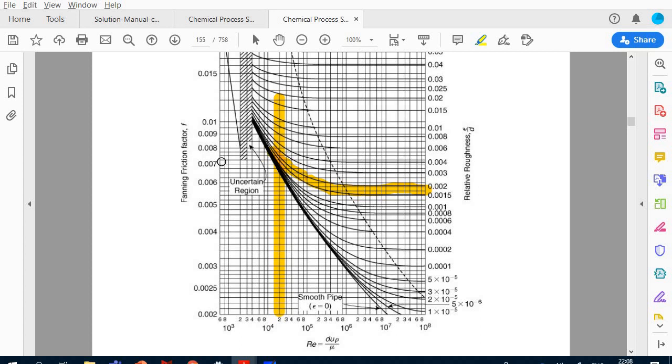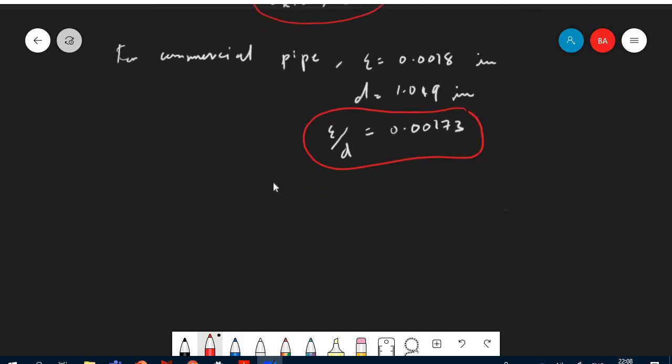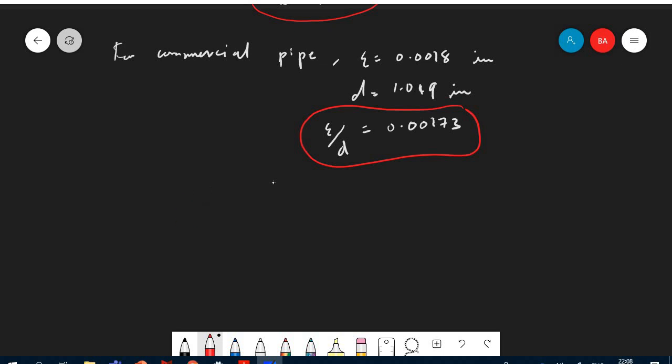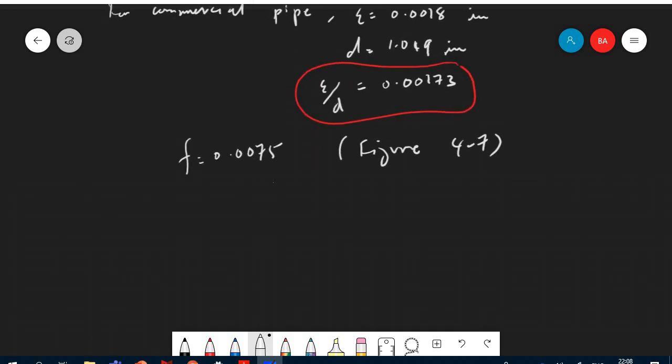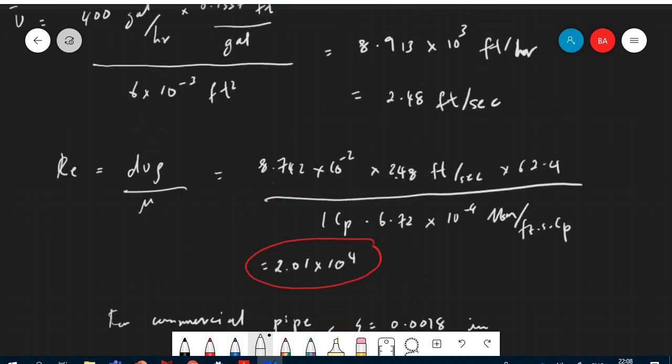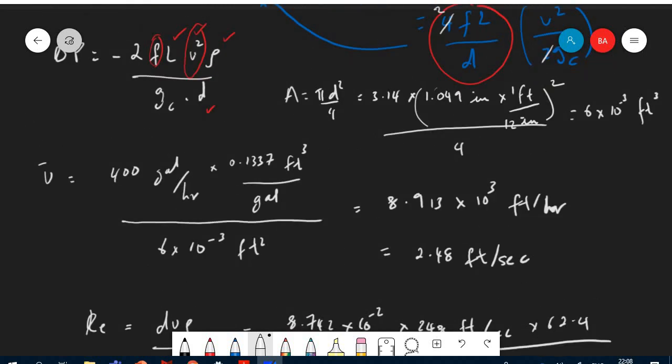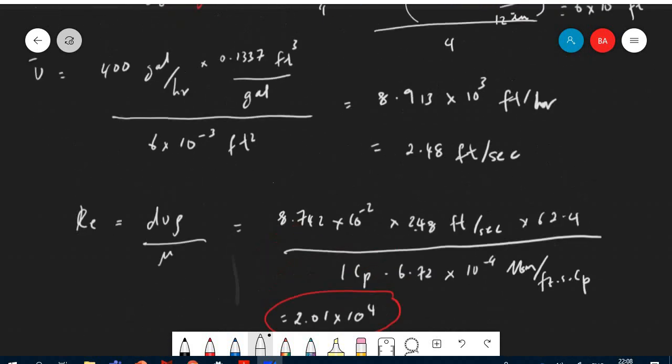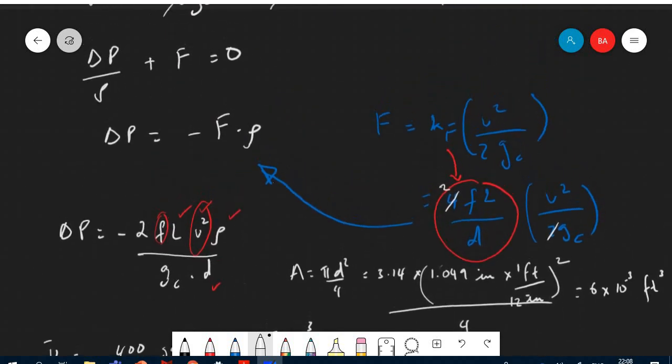So the F I have here is like 0.0075, let me say in between. So here I'm going to find the value of F, which is 0.0075. I found that from figure 4.7. I'm really ready because I have all the values that I need now. So if you can recall the equation, it was delta P equals minus 2FL and so on. So that was the equation that I have.